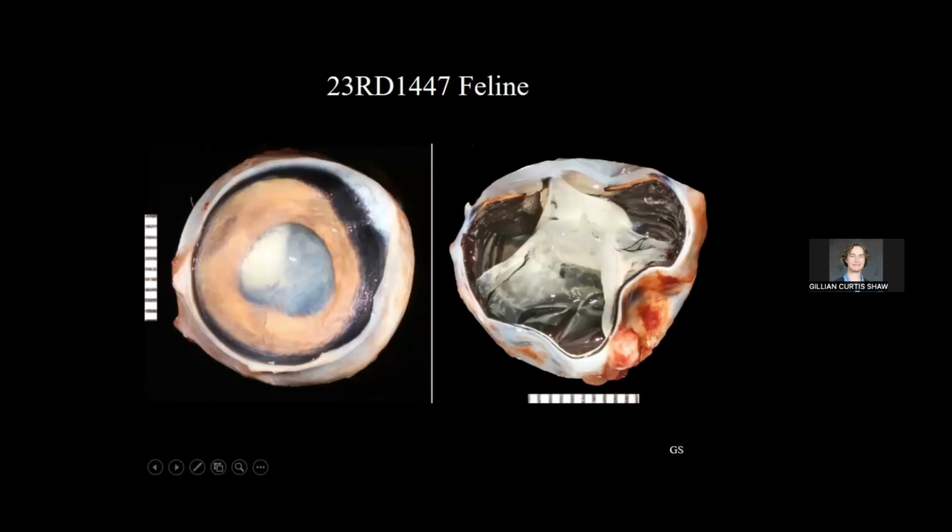And then when we hemisected the globe, we found this really awesome connection of both the iris right here and the lens to the posterior cornea axially, so right in the center. The retina is also detached, and the lens itself is kind of opaque, so it's a cataract. And so, yeah, let's jump right in to the slide. This time I'll show you the correct eye.